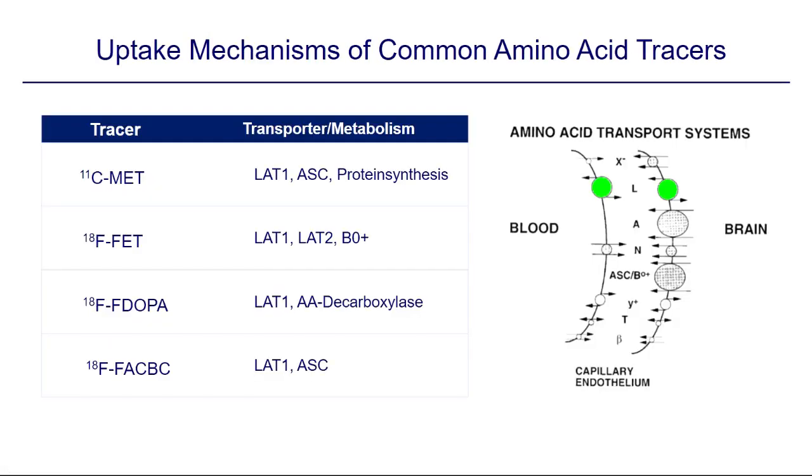This slide shows the uptake mechanisms of different amino acid tracers. Uptake in the brain and in brain tumors is mainly based on specific transport via the large neutral amino acid transporter LAT1, which is expressed on both the luminal and the abluminal side of the blood-brain barrier. Besides LAT1, the different tracers have additional uptake mechanisms leading to minor differences in tumor imaging. For example, F-dopa is a precursor of dopamine and accumulates in the striatum. Therefore, F-dopa is also used for the diagnosis of Parkinson's disease.